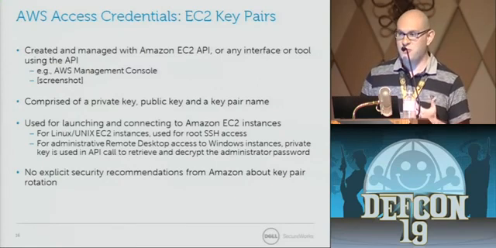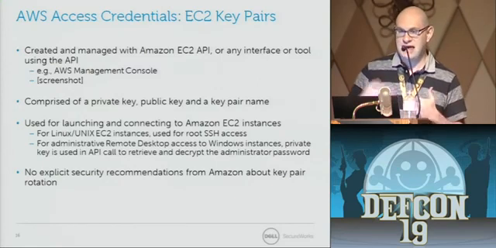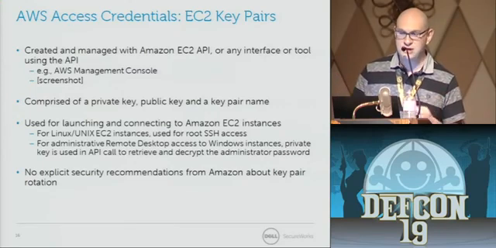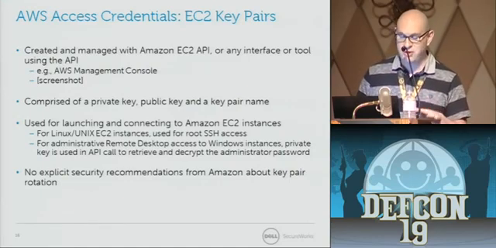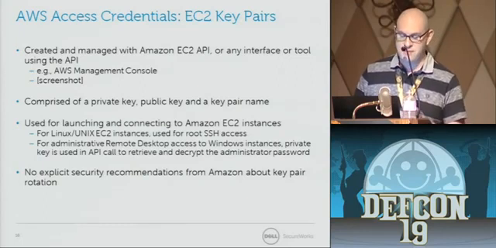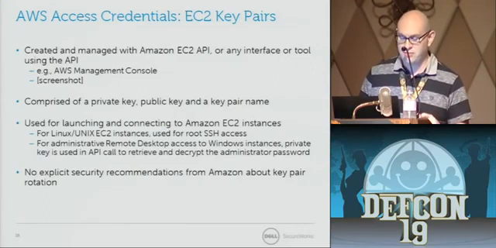So it's a very convenient way to get secure access to a virtual machine. You don't need to bake an authorized key file into the image itself. You specify it at runtime when you spin up a virtual machine. There's no explicit security recommendations I've found from Amazon around these key pairs or rotating them or such.